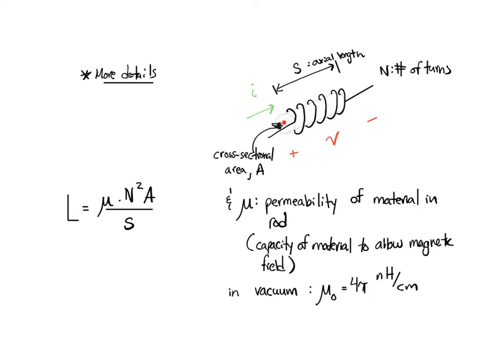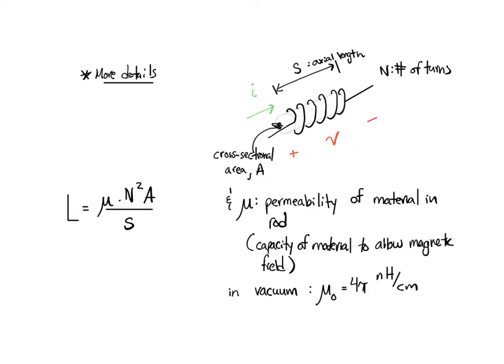Here I've drawn this multi-turn coil going around this rod. The parameters that we're interested in are, first of all, the number of turns around this coil, so that would be capital N. The length of this rod, S, we'll call the axial length. This is a helix. Then the cross-sectional area of the rod, or the core of the inductor. This could be air, or it could be some other material that helps sustain the magnetic field, or allows the magnetic field to permeate through the material, for example. And then, of course, we're going to have the voltage across that and the current through it.